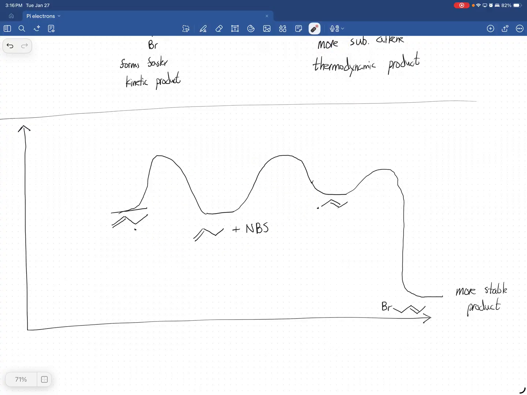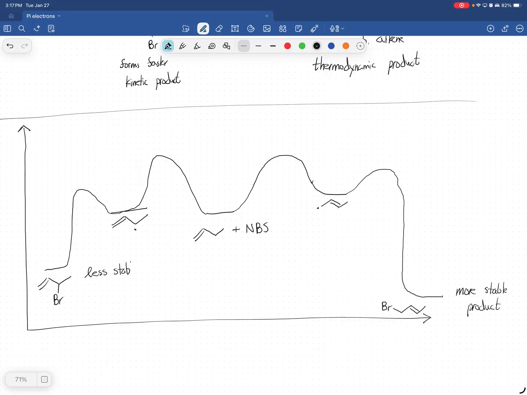And then you see here that depending on the type of conditions you have, you can either go to the far right product here, or you can actually fall down and go a slightly higher in energy right here. So this will be higher in energy, but the kinetically favored process, the less substituted alkene. All right, so less stable. Less substituted alkene.